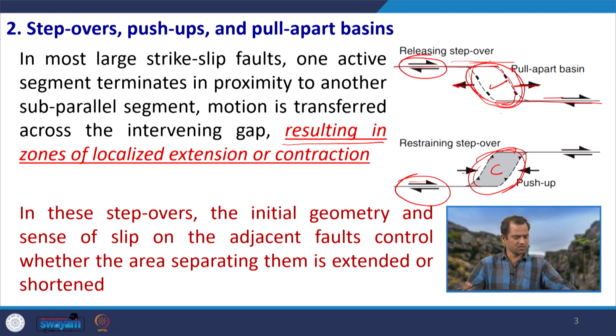the two segments. So, in these stepovers, the initial geometry and the sense of slip of the adjacent faults control whether the area separating them is extended or shortened. For example, here its initial geometry is dextral, and this is also dextral. However, this area in between will represent either a basin or a hill or a ridge, depending on whether it is a contraction zone or an extension zone.